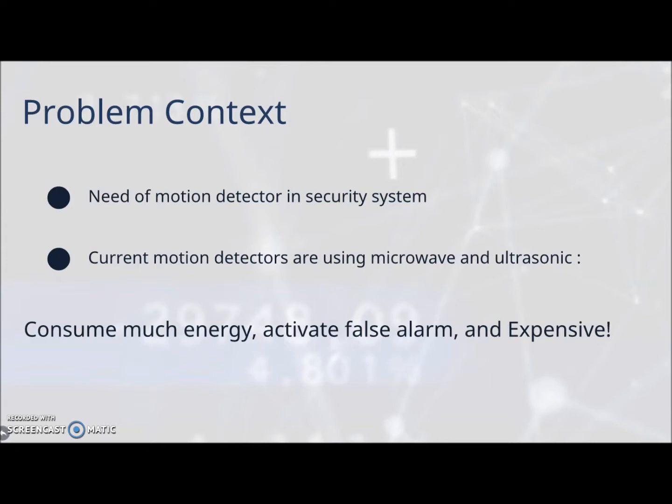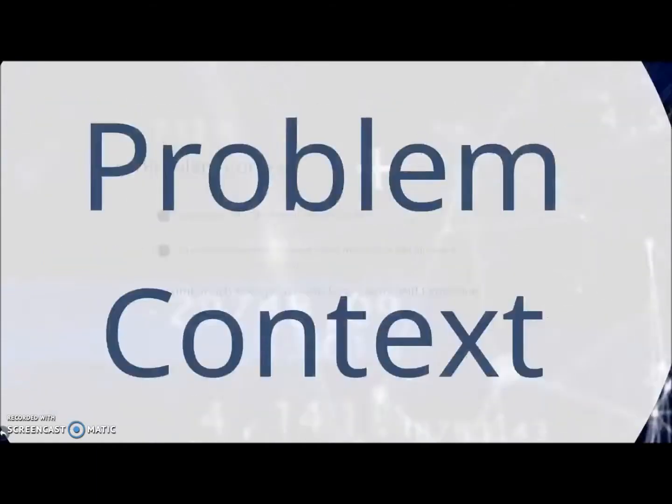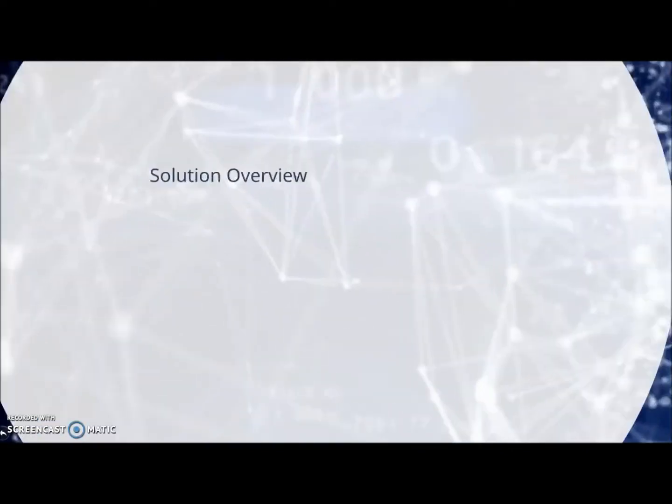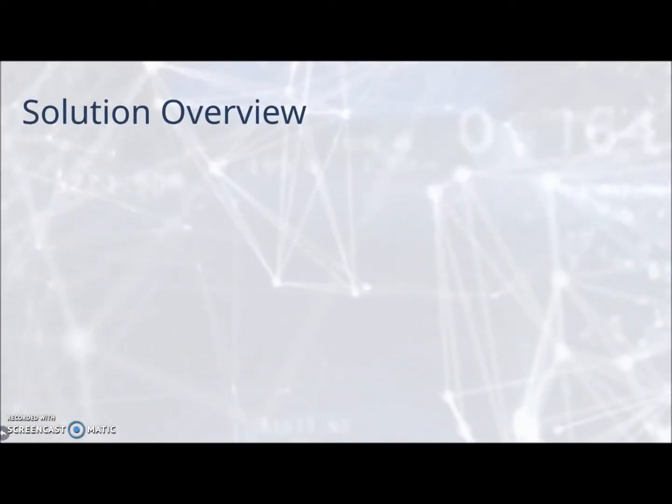So developers tried to explore an alternative element that could be cheaper and give more accuracy in detecting motion. And here comes the PIR sensor as one of the alternatives.